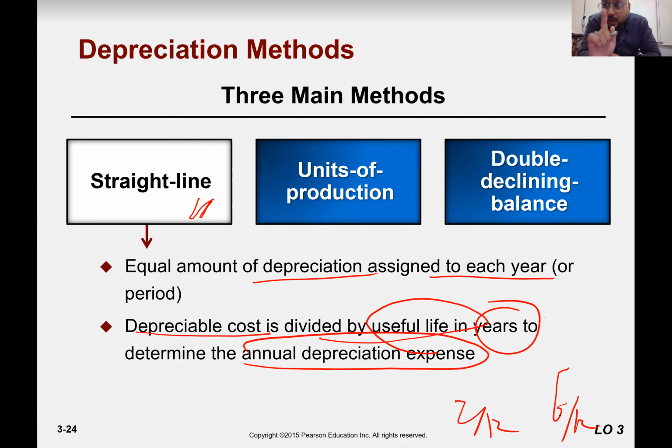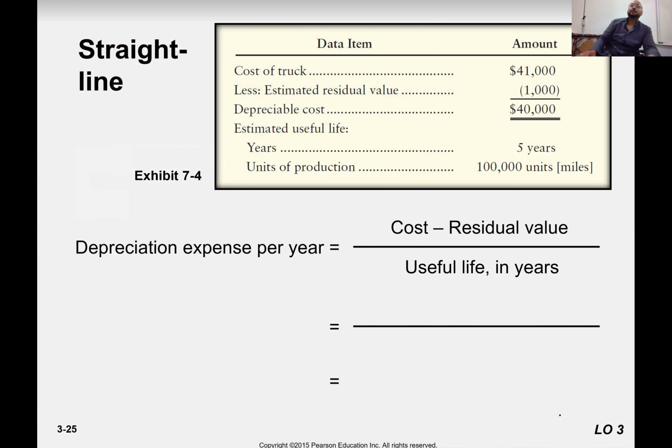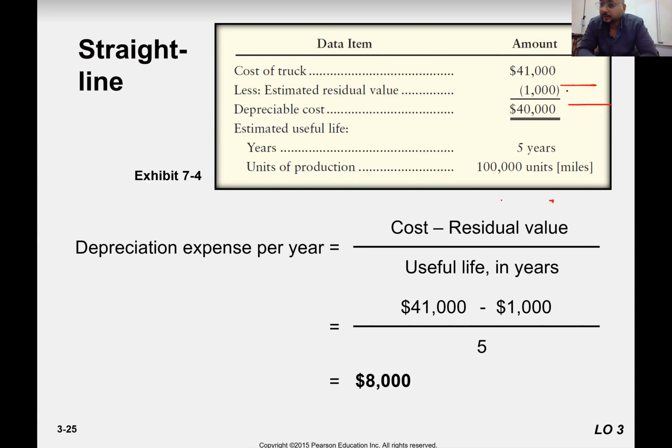So that gives you the annual number. In case of the straight line method, the depreciation of the truck would be cost minus residual value. Cost 41,000, residual value is 1,000, divided by number of years, 5. The answer would be 8,000. So this 8,000 would be your annual depreciation.